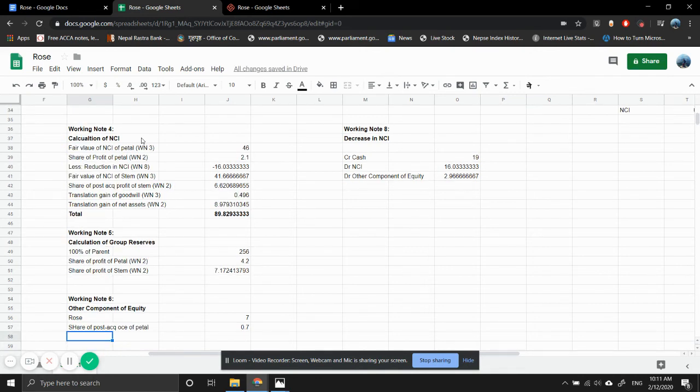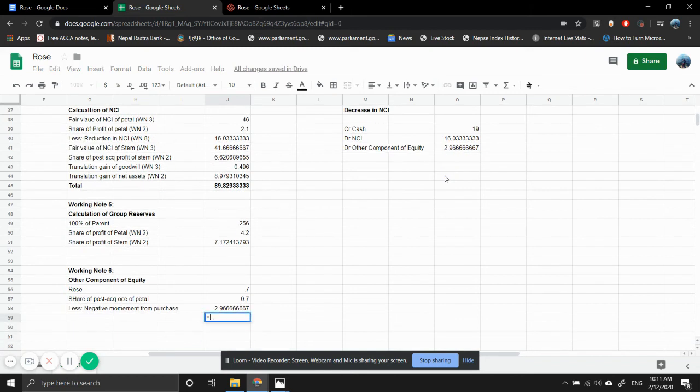Right. And then let's not forget this figure as well. Less purchase, right? So there has been a loss, minus this figure, right? 2.6966. So this will be our total, sum of all this. Okay.